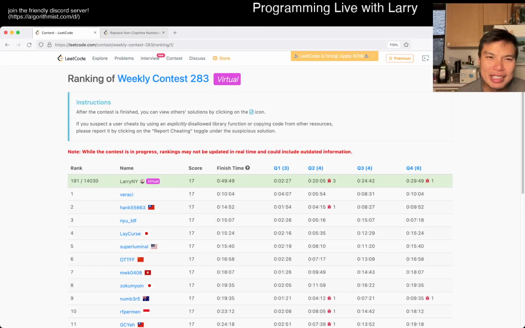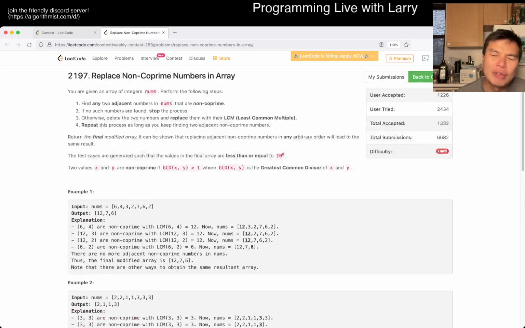This is me going over weekly contest 283, Q4. We placed non-coprime numbers in an array.